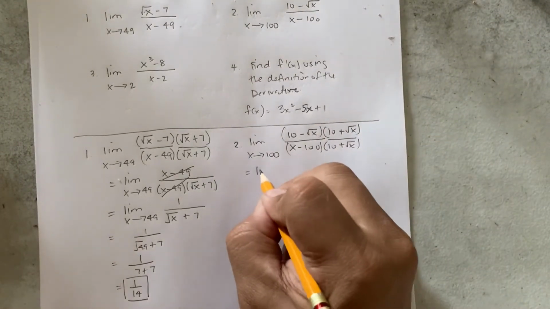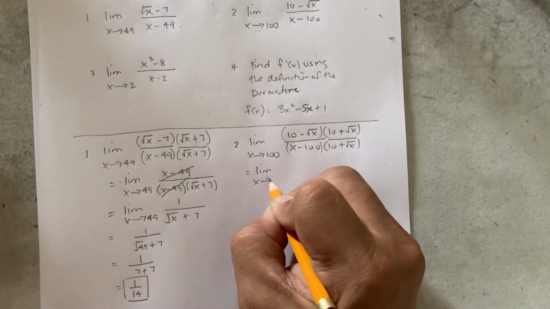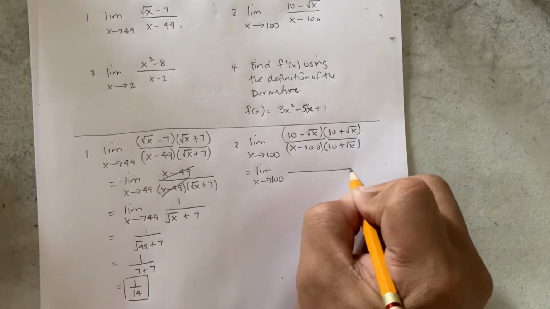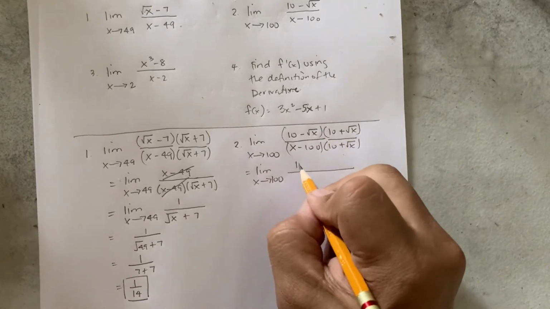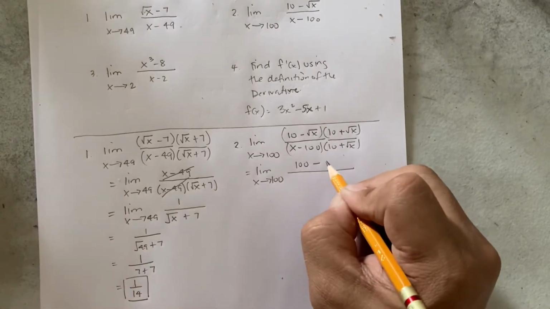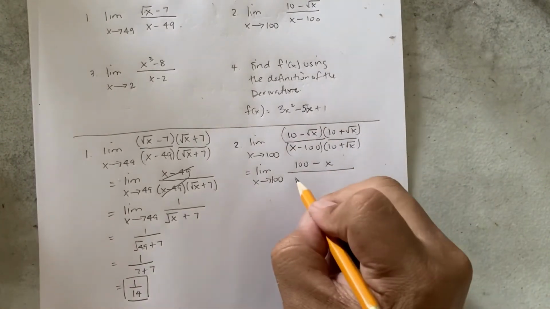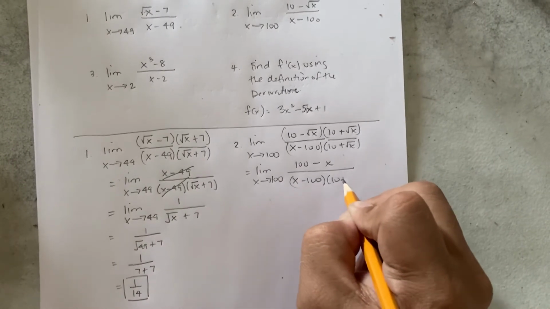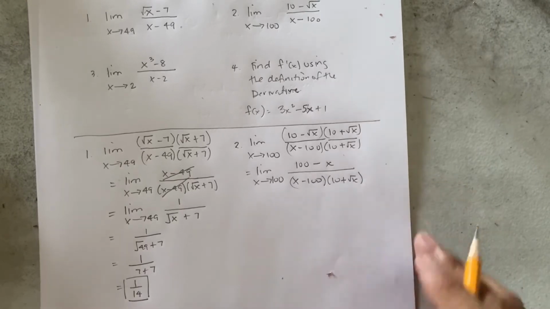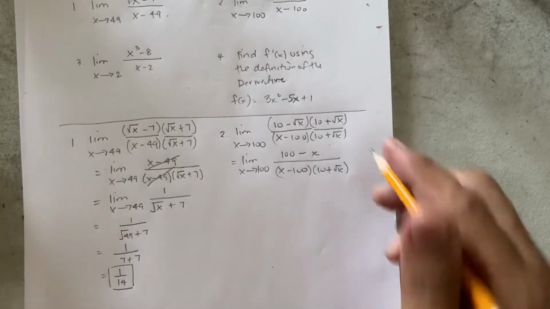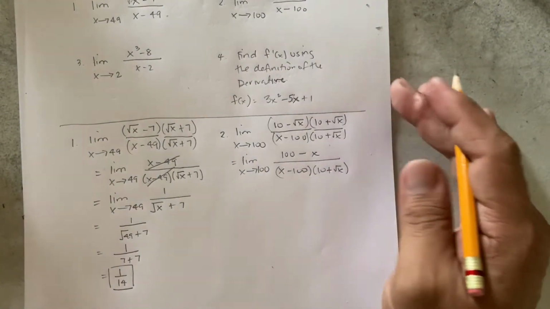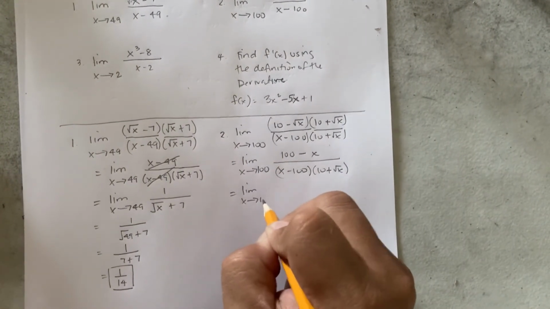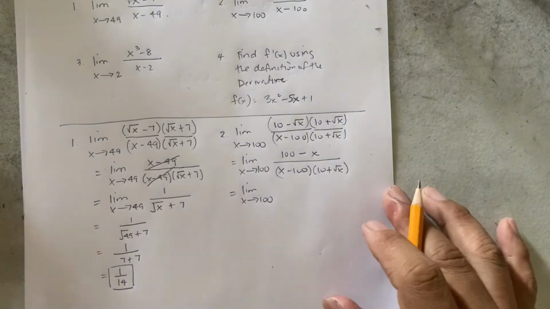Follow through with the notation, x approaches 100, and difference of squares, 100 minus x for the top. This is x minus 100 and 10 plus square root of x here. All I did is multiply top and bottom by its conjugate. Then follow through again, same thing, limit as x approaches 100.